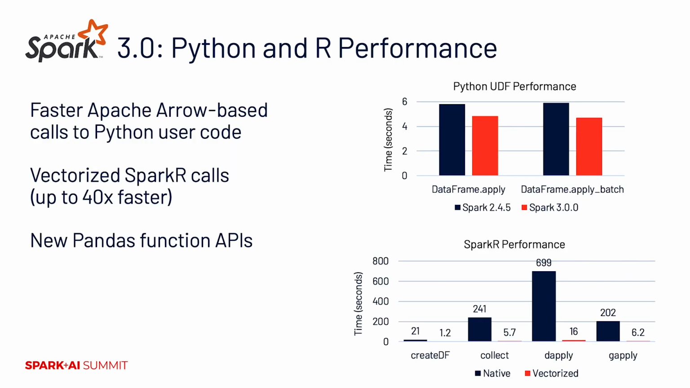There's also been a lot of work on performance using Apache Arrow. We're seeing about 20 to 25% speedups in Python UDF performance using the latest enhancements in Apache Arrow, and also up to a 40 times speedup in Spark R by using Arrow to exchange data between R and Spark. And these are all transparent to the end user. You just upgrade and you get these speedups. And we have quite a few new APIs for combining Pandas with Spark as well.